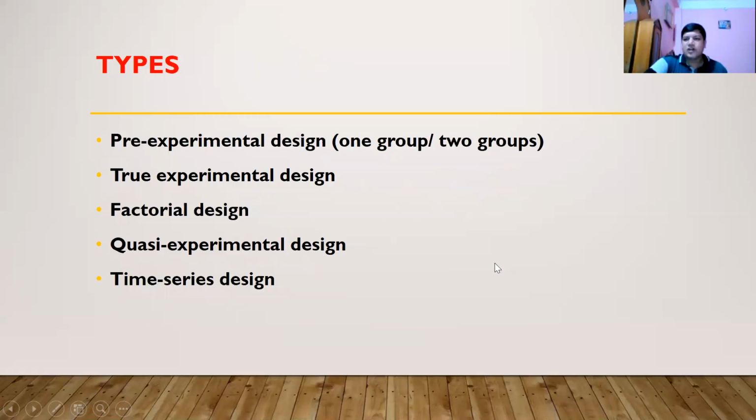And if you talk about the types of experimental design, there are different types of experimental design, like pre-experimental design, true experimental design, factorial design, quasi-experimental design, time series designs, and so on. There are other designs also, as different experimenters or researchers have created their own designs.